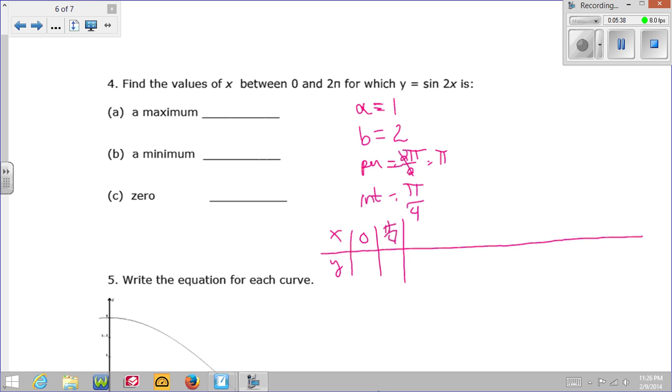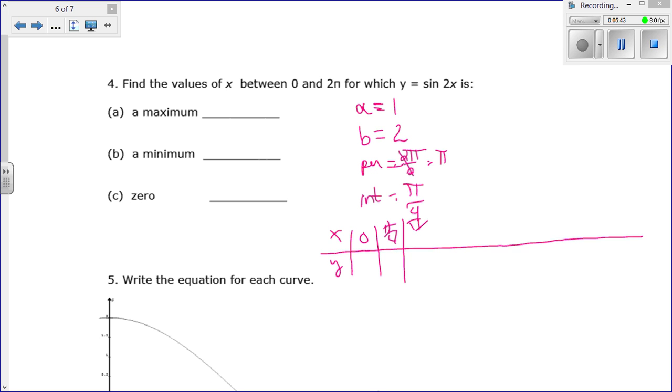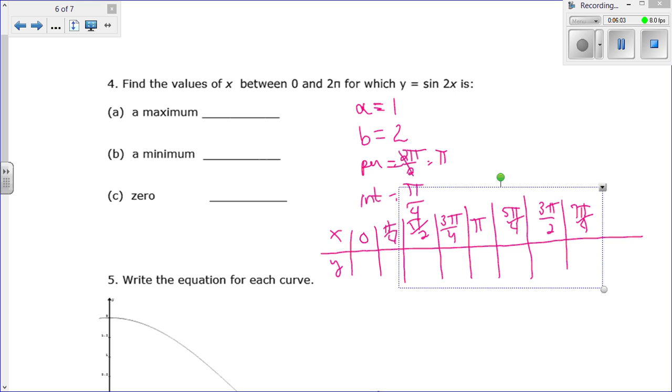And then, so this is 1 pi over 4, and then 2 pi over 4, which is pi over 2, 3 pi over 4, 4 pi over 4, which is pi, 5 pi over 4, 6 pi over 4, which reduces to 3 pi over 2, then 7 pi over 4, and then 8 pi over 4, which reduces to 2 pi. And then we need to evaluate the function.